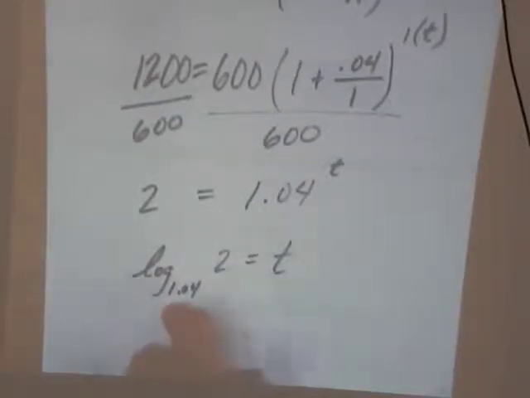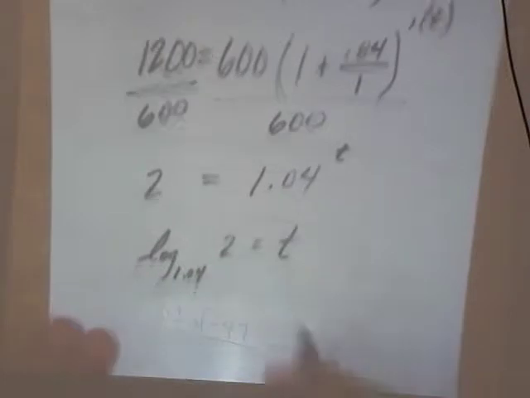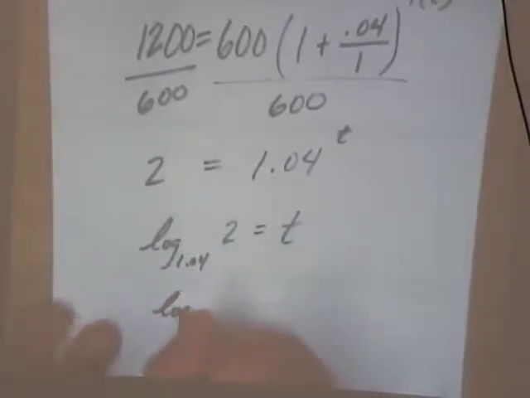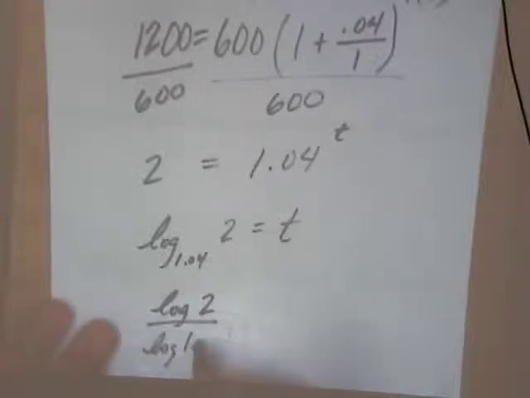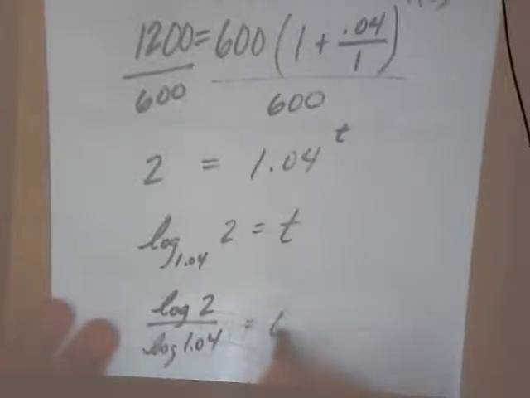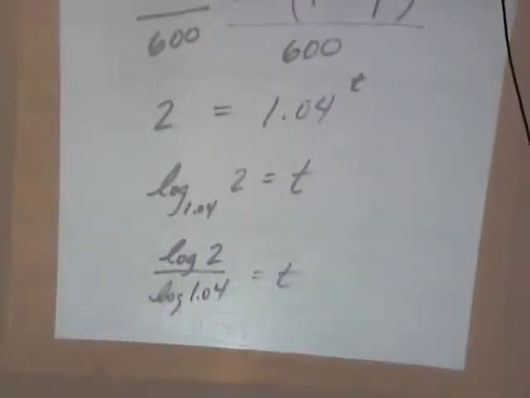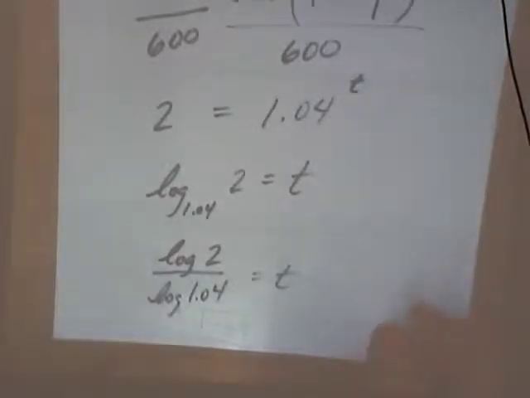Some of you cannot plug this right into your calculator like this because your calculator only does base 10. So we need to do change of base. So it'll be log of 2 divided by log of 1.04. So that would be 17, what did it say, round what? Round to the nearest tenth. So 17.7 years.